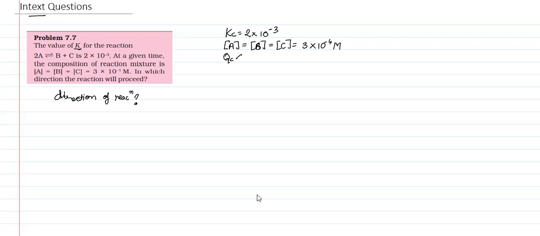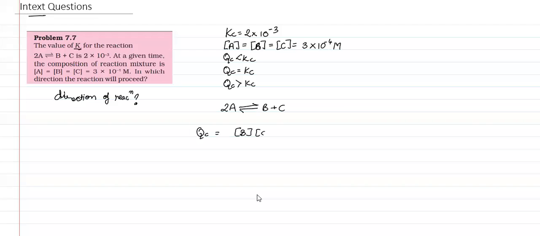If Qc is less than Kc, the reaction has to proceed in the forward direction. If Qc equals Kc, then the reaction is in equilibrium. And if Qc is greater than Kc, the reaction has to proceed in the backward direction. Now let's write the equation over here so that it's easier for us to write the equation for Qc. So the equation for Qc is going to be equal to concentration of B into concentration of C divided by concentration of A square.